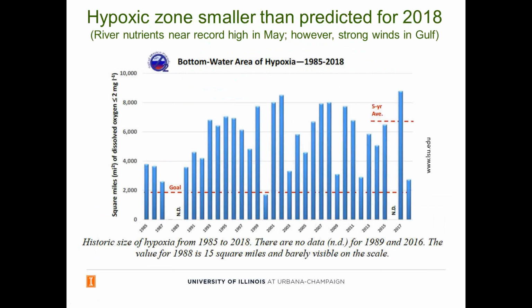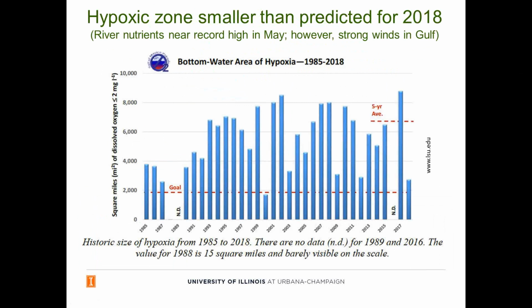Now, this past year, it was also predicted to be very large. I mean, this summer, in fact, it was supposed to be one of the largest again, because that's based on the nutrient load in the Mississippi River in May. And so there was a large load again, but the hypoxic zone is much, much smaller than predicted. And they blame that on very strong winds in the Gulf. So their model was unable to predict the size correctly due to the interference of strong winds.